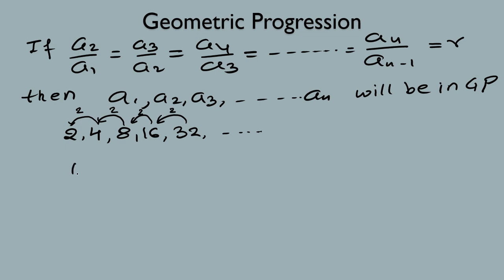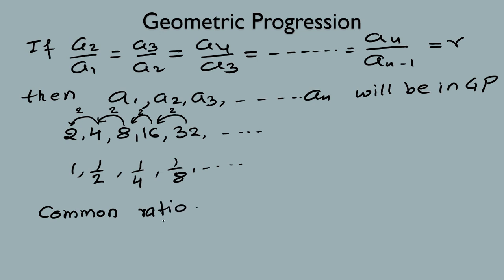Similarly, you can have 1, 1 over 2, 1 over 4, 1 over 8 and so on. Here also you can see that the ratio is 2. Okay, and that constant ratio is called the common ratio. As in AP we said common difference, here it is called common ratio. Ratio means division, so by that you can remember it. So this was about geometric progression.